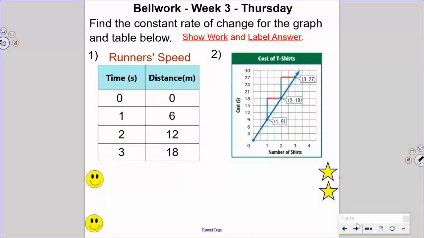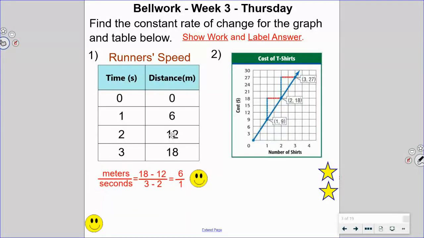Do yourself a little favor. I want you to find the constant rate of change in both the graph and the table. Show your work, label your answer, hit pause, come on back when you're ready. So if you look very carefully, you'll notice a ratio of 6 to 1, 12 to 2, 18 to 3, all divides by the same thing.